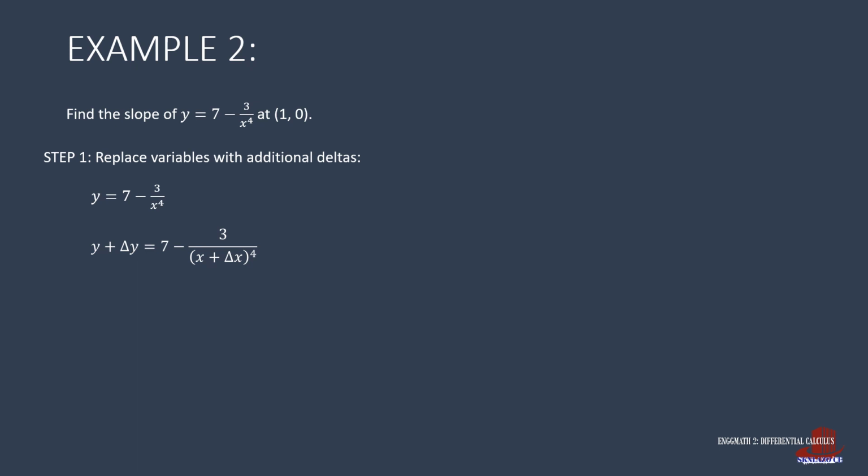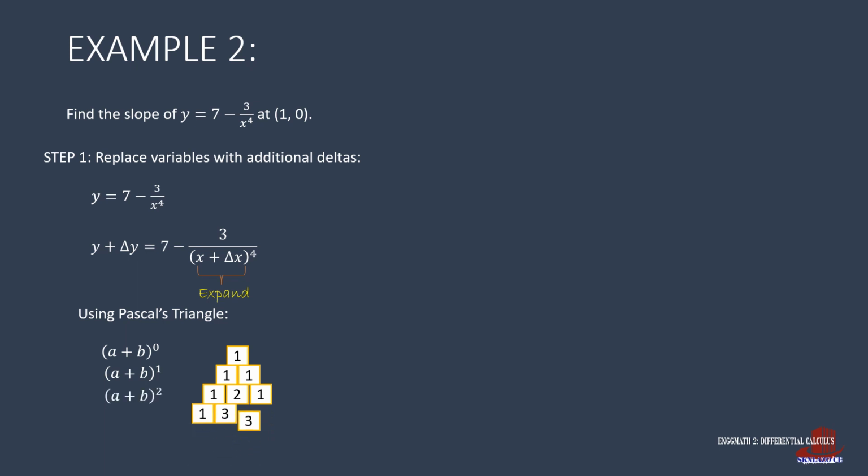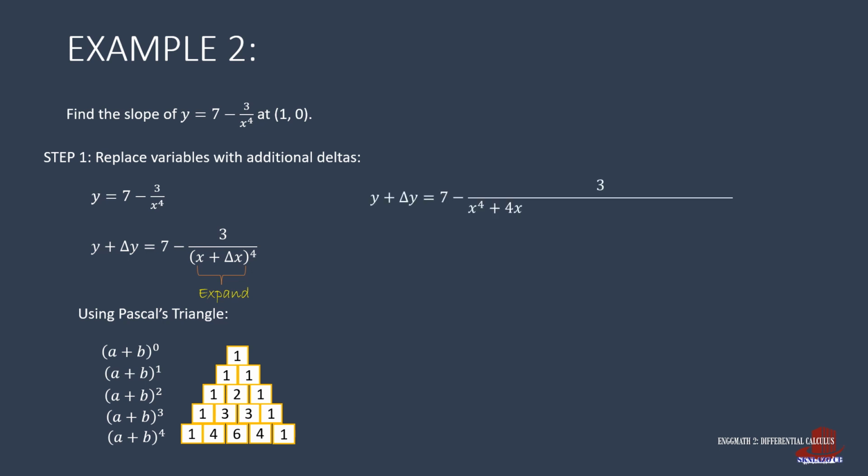Now note that the denominator x plus delta x raised to the fourth power can be expanded easily using Pascal's triangle. If we check the progress, we can identify the coefficients for the binomials with the fourth power, so the last term's denominator will expand out with the coefficients 1, 4, 6, 4, and 1. That's the expanded equation ending step 1.